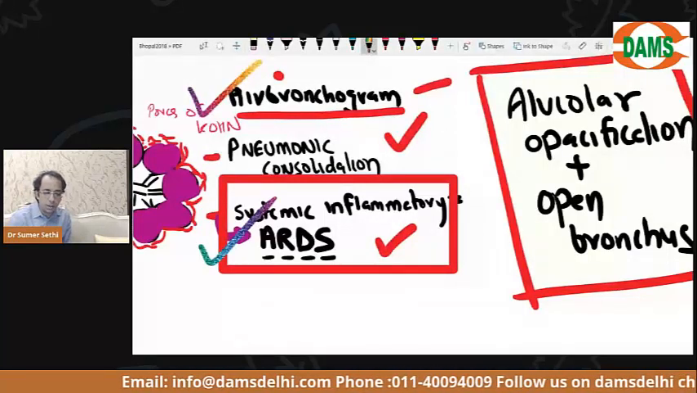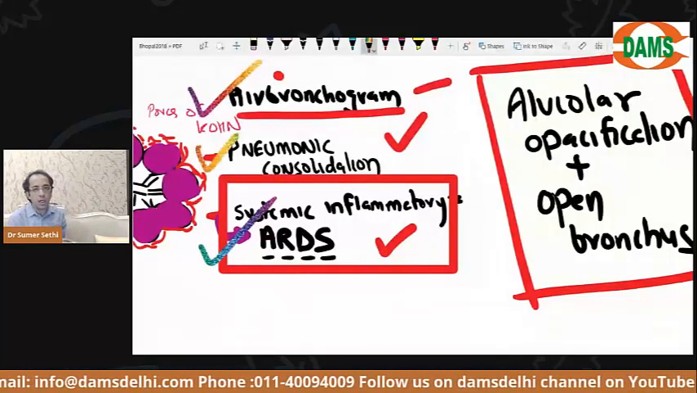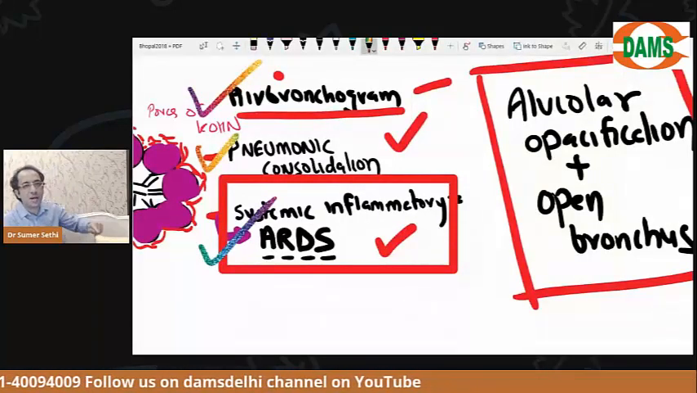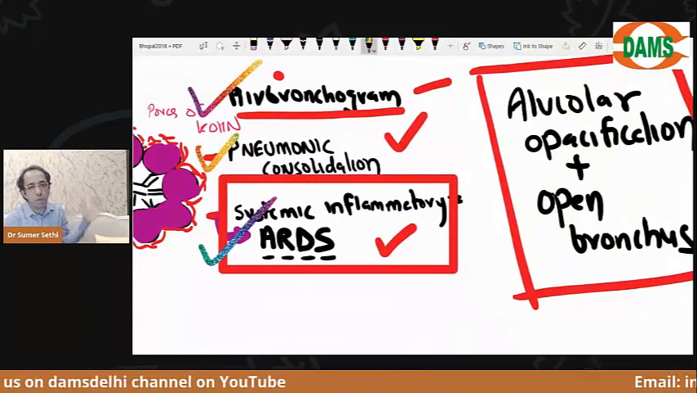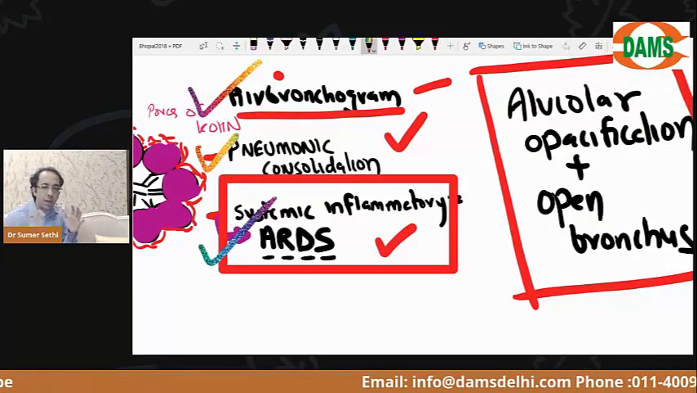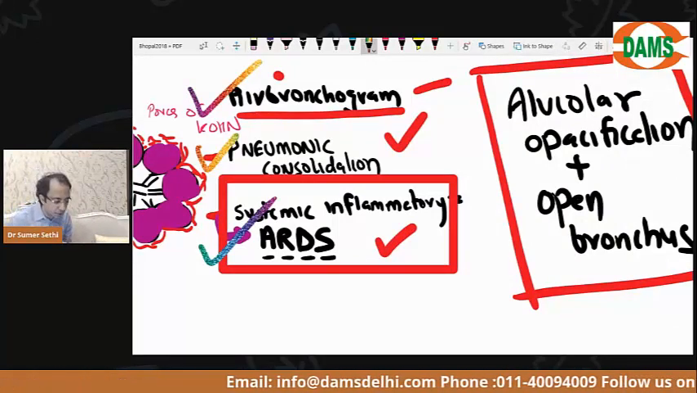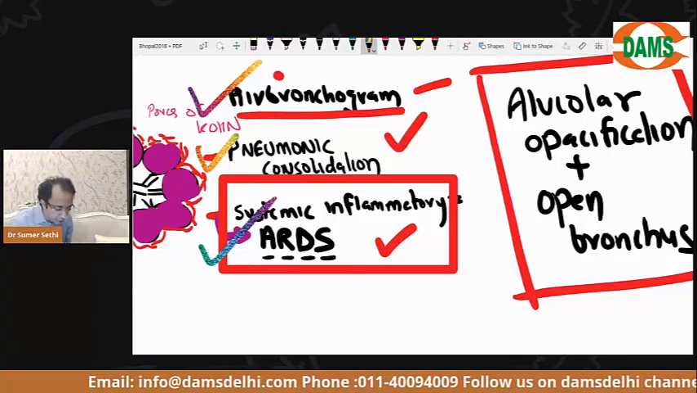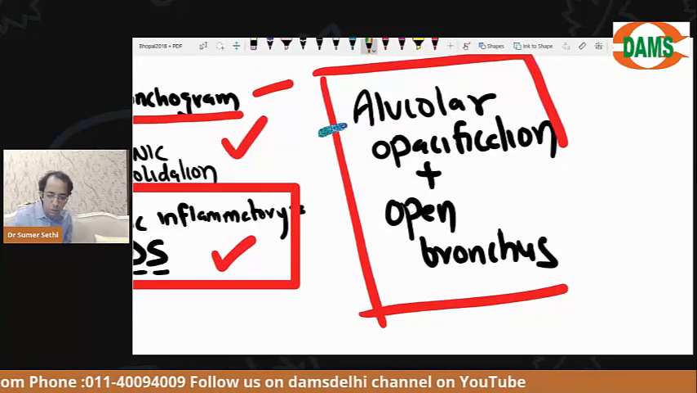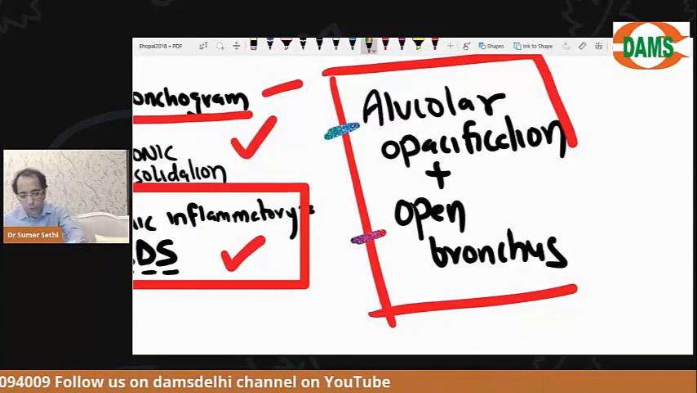Air bronchogram is not only seen in pneumonia. Pneumonia is a localized inflammatory process happening in the lung. ARDS is a widespread diffuse inflammatory process leading to opaque lungs, but still you have air bronchogram present. Everybody understands the concept now? Air bronchogram, the concept is alveoli should be opaque and the bronchus should be open.